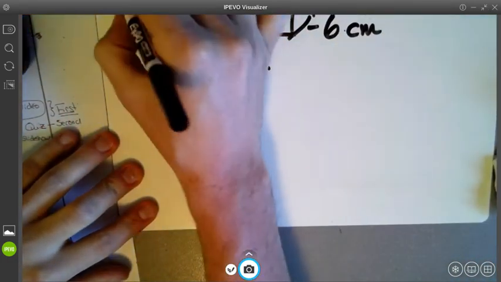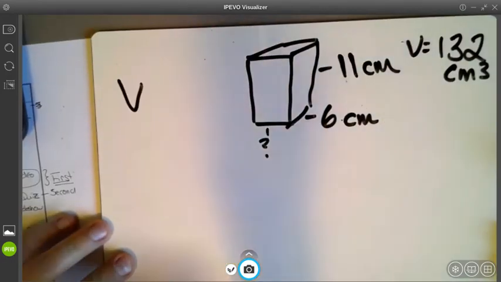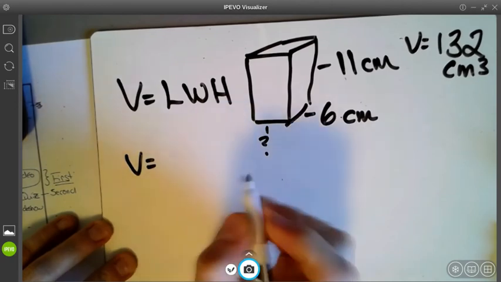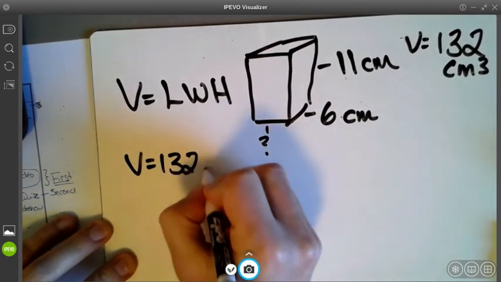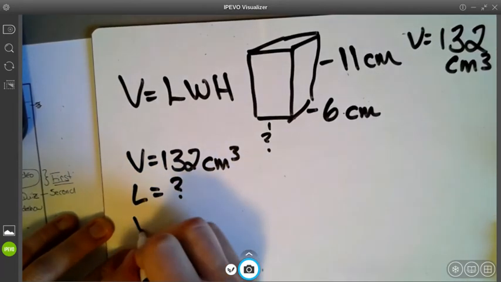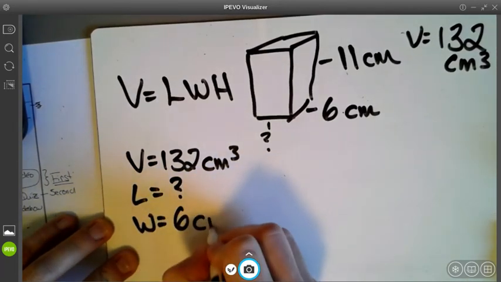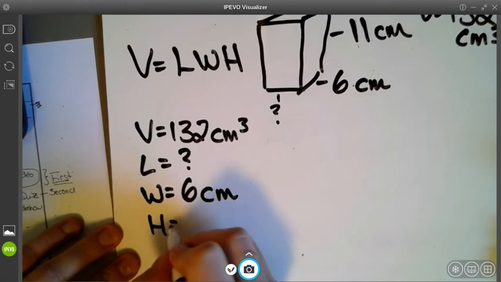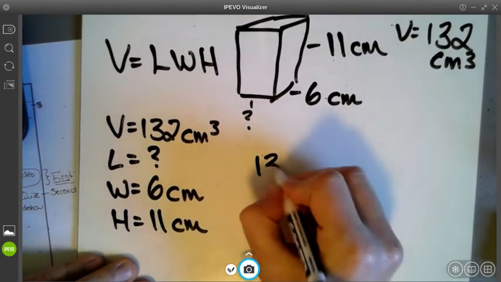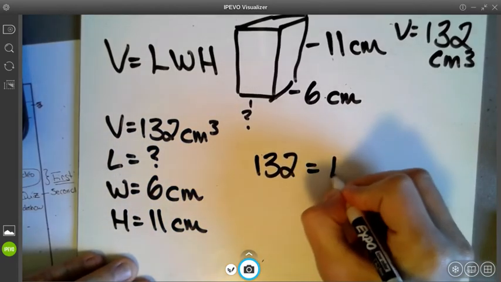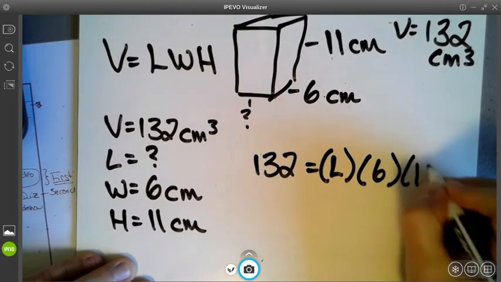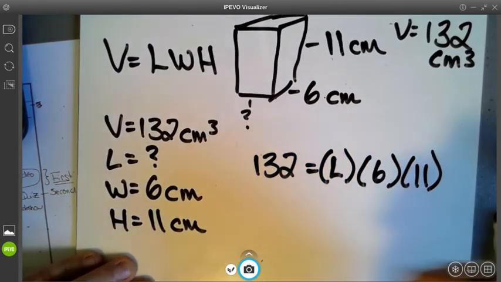So we have our formula, volume equals length times width times height. Volume is equal to 132 centimeters cubed. We do not know what our length is. We know that our width is 6 centimeters, and we know that our height is 11 centimeters. Now we plug all these in. 132 is equal to length times width times height. Now we'll do it both ways again.